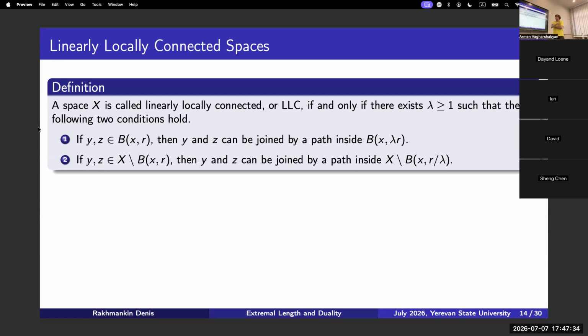So I will call a sphere linear locally connected, or LLC, if and only if there is some lambda such that we avoid two situations.